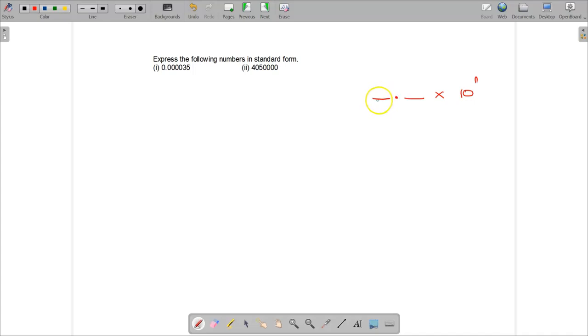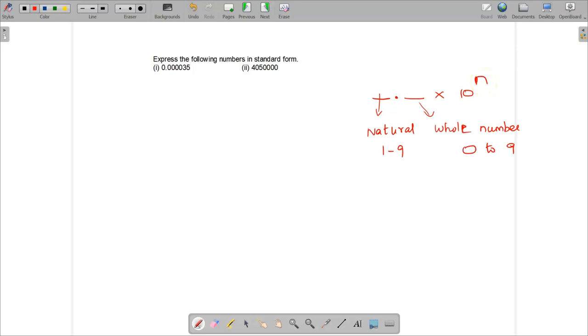Here the value before the decimal point will generally be a natural number, so only a natural number from 1 to 9 can be taken before the decimal point. After the decimal point, it may be any digit from 0 to 9. And then here it is 10 power n, where n varies depending upon the problem.